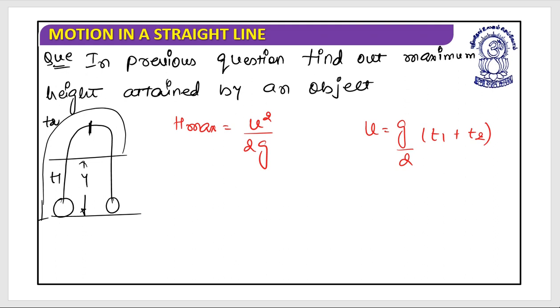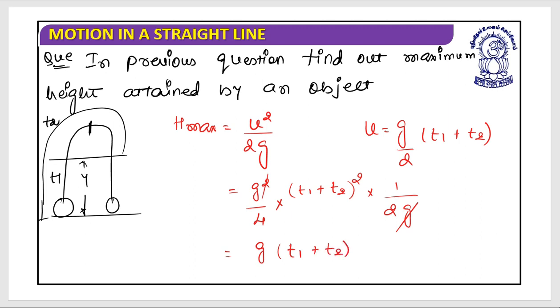So let's replace the value of u and find it out: it is g square by 4 multiplied by t1 plus t2 whole square multiplied by 1 by 2g. Yes, this is the g. So the terms remaining are g multiplied by t1 plus t2 whole square divided by 8. This is the h max.